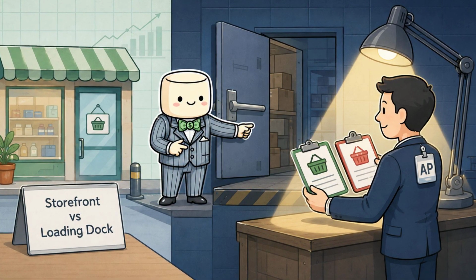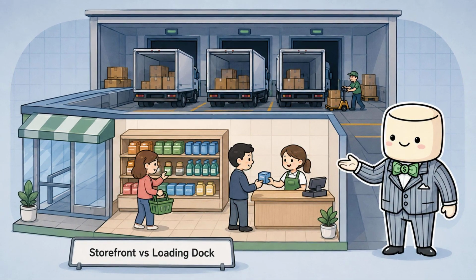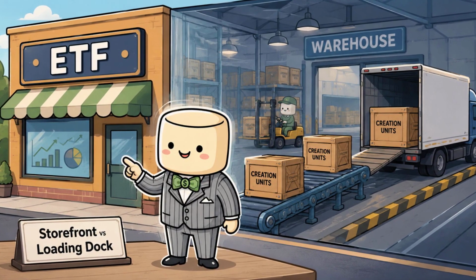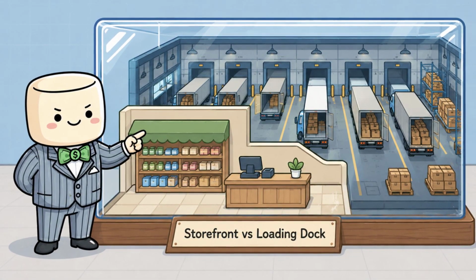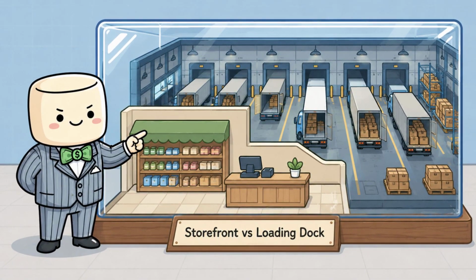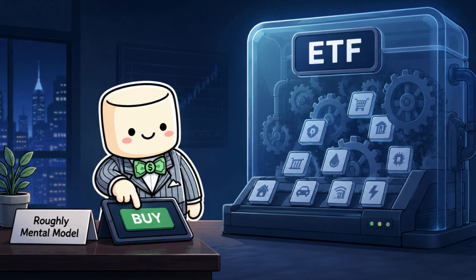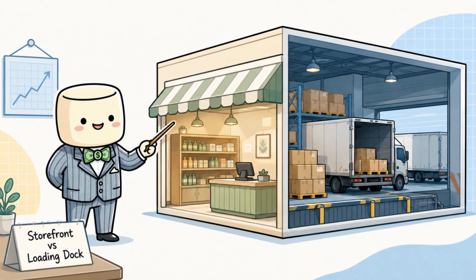Think of it like a store. Customers walk into the front of the store and buy individual items from the shelf. But behind the store, there is a loading dock. Big trucks bring in boxes. Big trucks take boxes out. The store can look simple from the front because a much larger inventory system is working in the back. That is roughly the mental model for an ETF. The ticker is the storefront. Creation units are the loading dock.